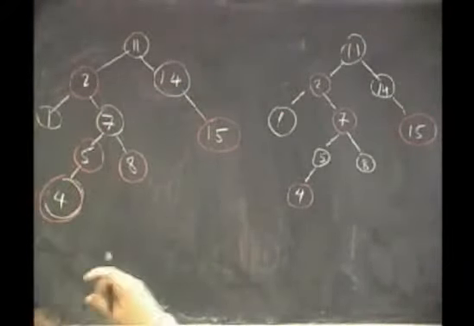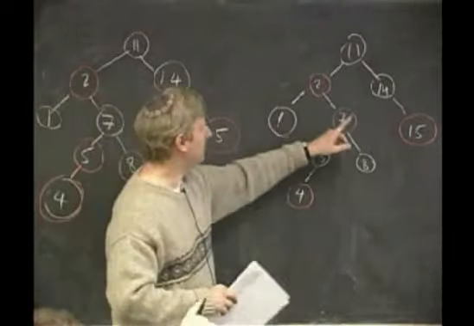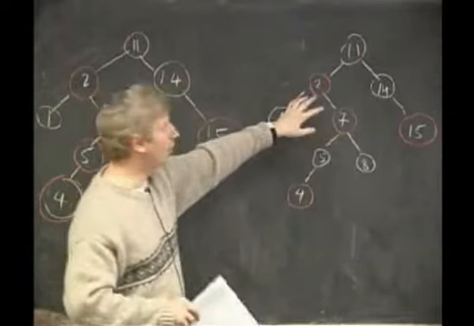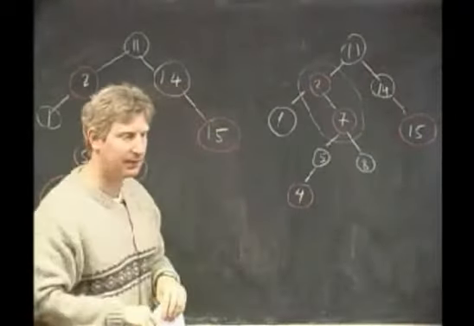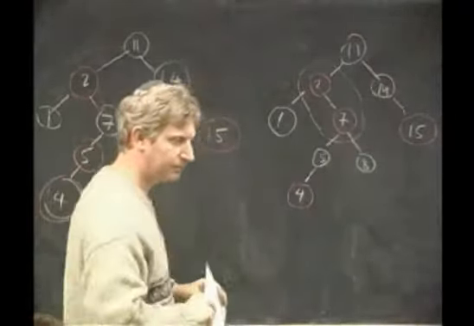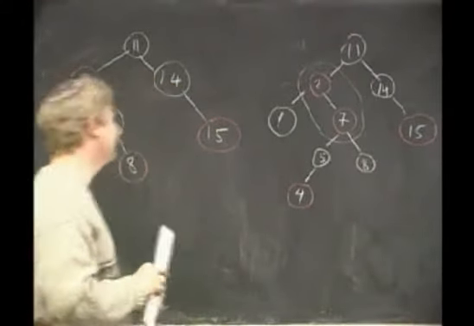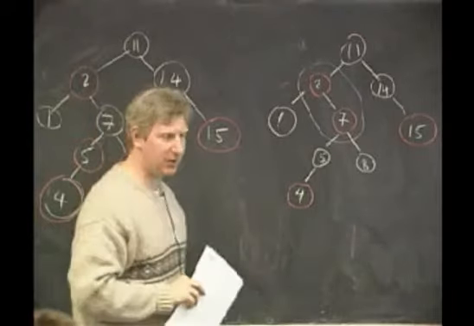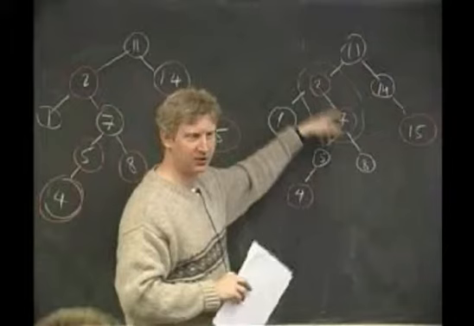Where are we measuring from now? What's our protagonist whose uncle we're talking about? 7. Okay. 7 has an uncle 14. And we're going to rotate this pair. Why is the one better than the other? Matter of politics. If you're saying uncle. Because we'd really like to do a right rotation to fix this. And you can't do a right rotation when it's in this direction.